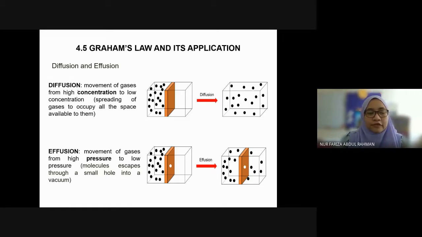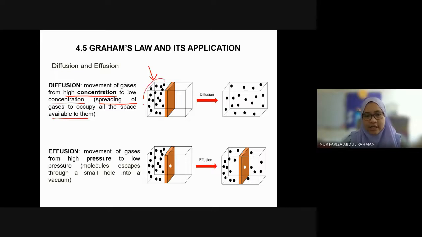Okay, so diffusion is a movement of gases from high concentration to low concentration, meaning that the gas is spreading out to occupy all the space available to them. Okay, look at the diagram here. So this is how we can represent diffusion.